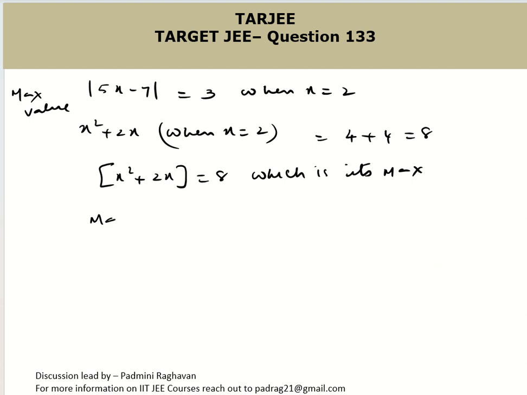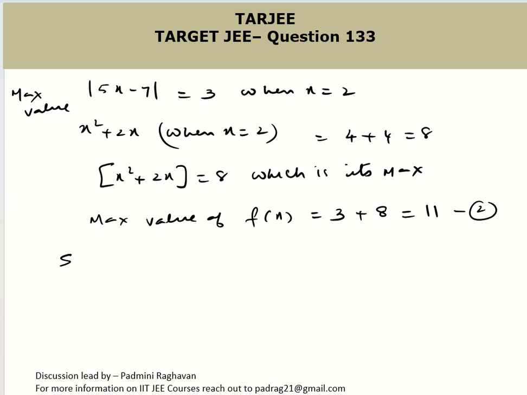So maximum value of f of x is going to be 3, the maximum value of the modulus function, and 8, the maximum value of the GIF function. So the maximum value of f of x is equal to 11, which is equation 2.